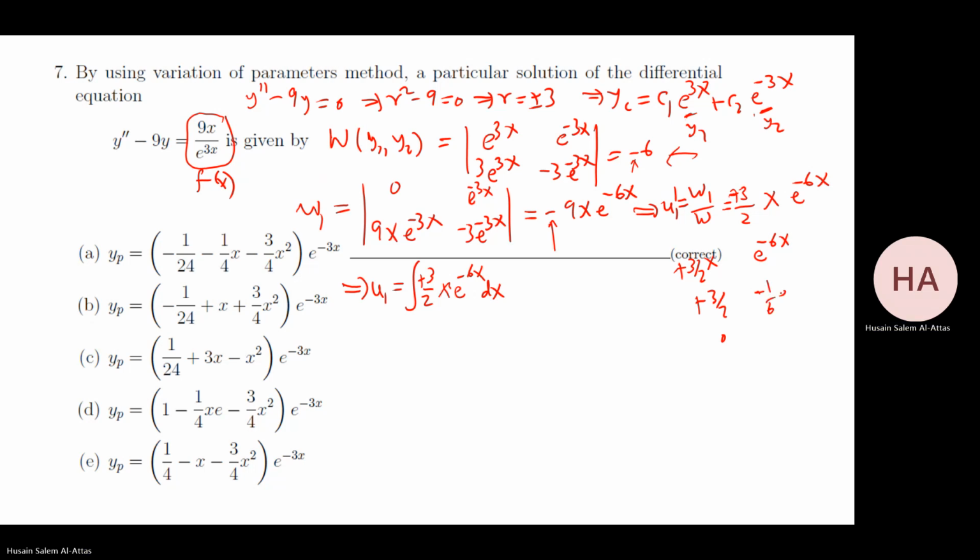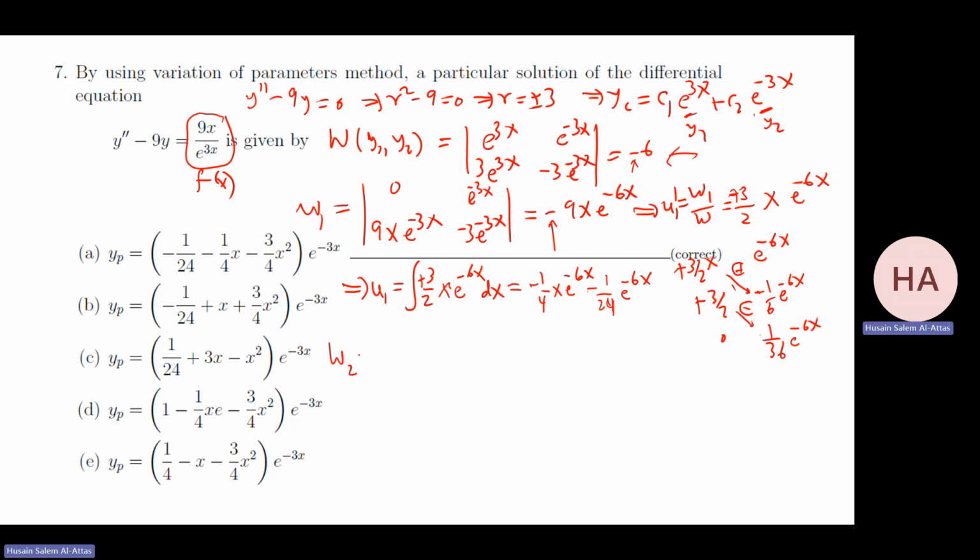Backward, 1 over 6 e integral. And then I have 1 over 36 e^(minus 6x). This is plus, this is minus. So that will be what? Now it's 3 over 2 times, cancel 3 with 6, I have minus 1 over 4. Minus 1 over 4 x e^(minus 6x). Then this is 36 over 3, which is 12, so I have minus 1 over 24 e^(minus 6x). That is u1.